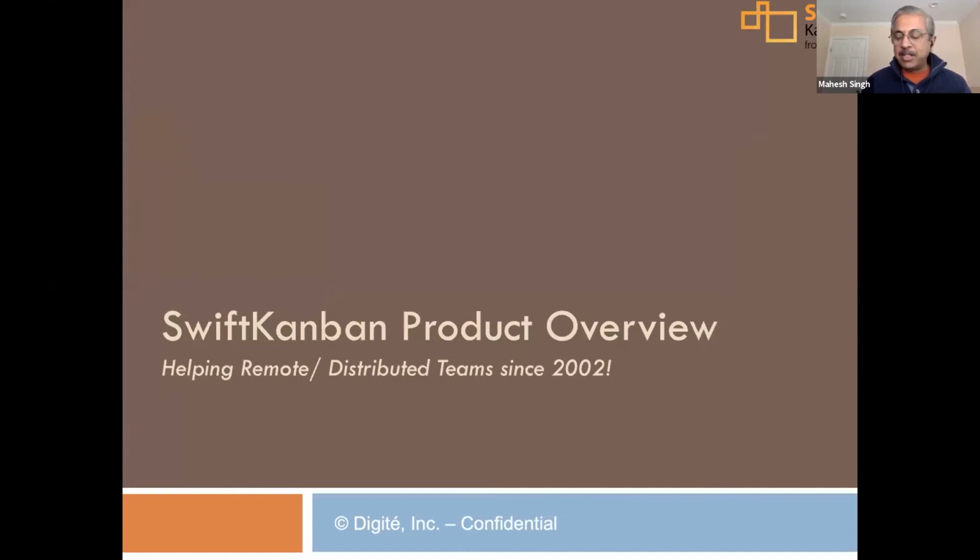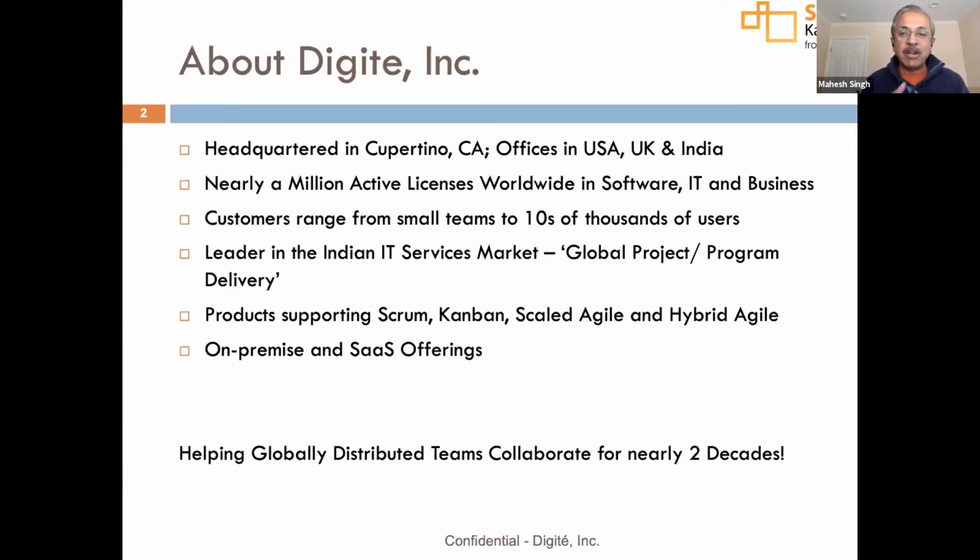Swift Kanban and Digite have been in the business of helping remote and distributed teams since 2002. In fact, we heard the term geographically distributed teams and collaboration at the time when we were interacting with some of the analysts that were helping us define our positioning. Just a quick introduction to the company. We are headquartered in California. We have offices in US, Europe, and in India. Nearly 1 million active licenses of our various products worldwide and so forth. And like I said, helping globally distributed teams collaborate for nearly two decades.